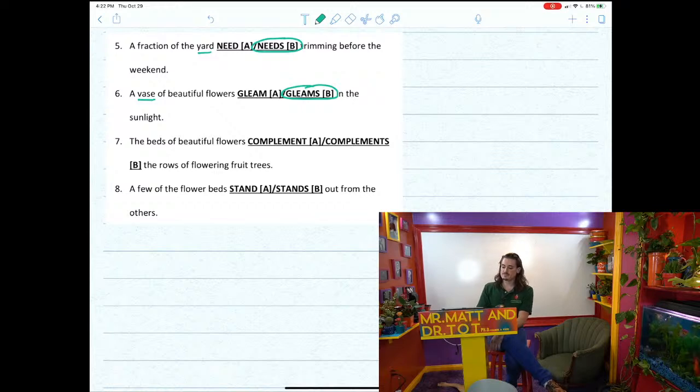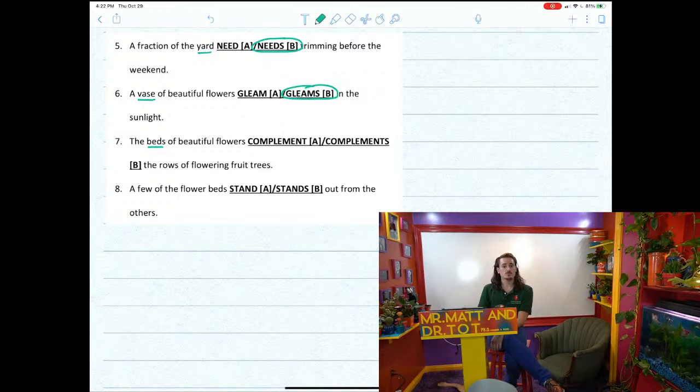Number 7, the beds of beautiful flowers complement or complements the rows of flowering fruit trees. So the beds of beautiful flowers. There are many beds made up of many beautiful flowers. Now it's a little bit tricky because the word that precedes the preposition of is also plural. So we are looking for a plural verb to match that plural subject, beds.